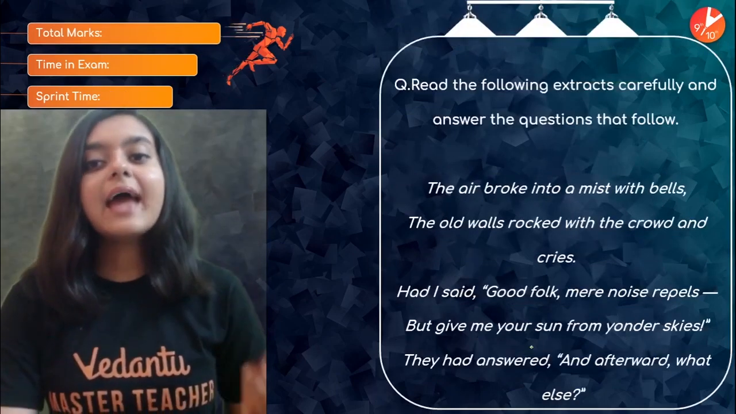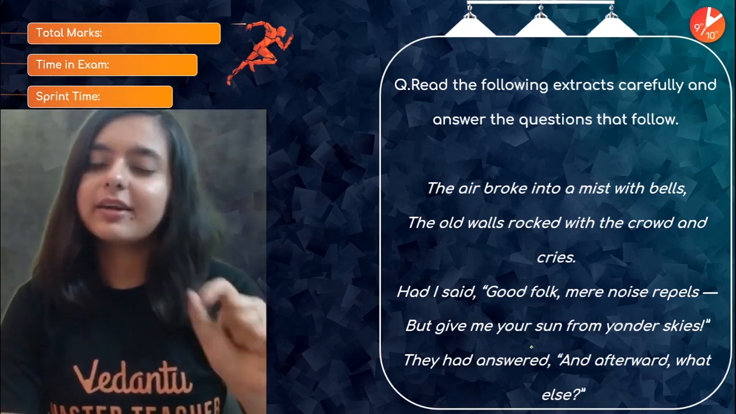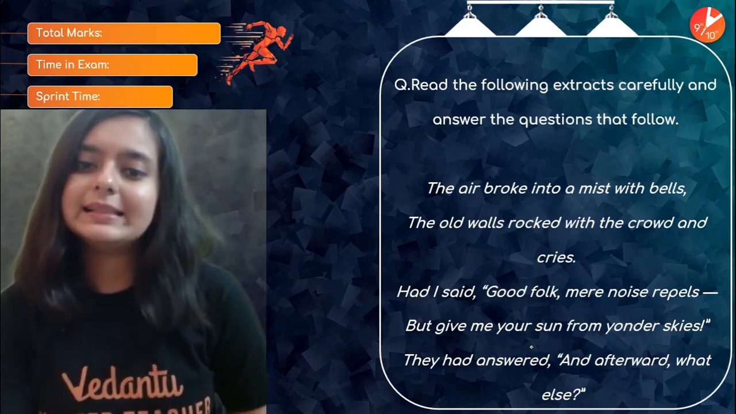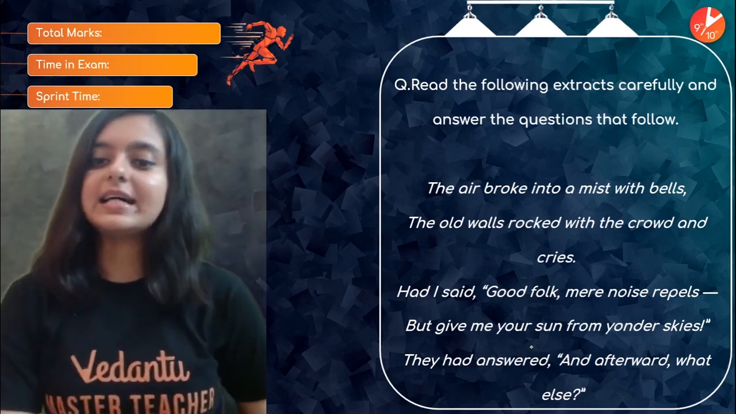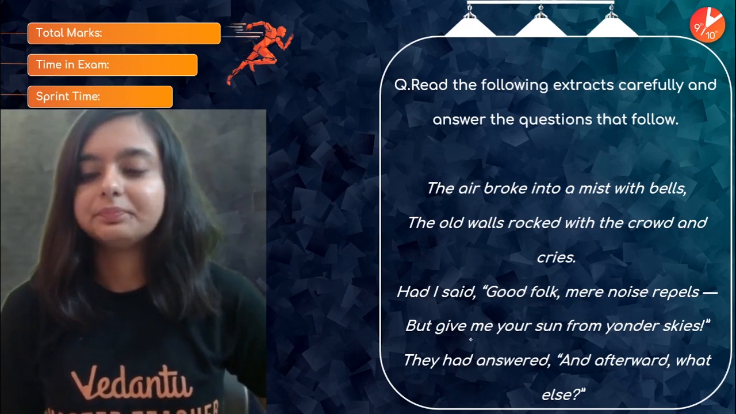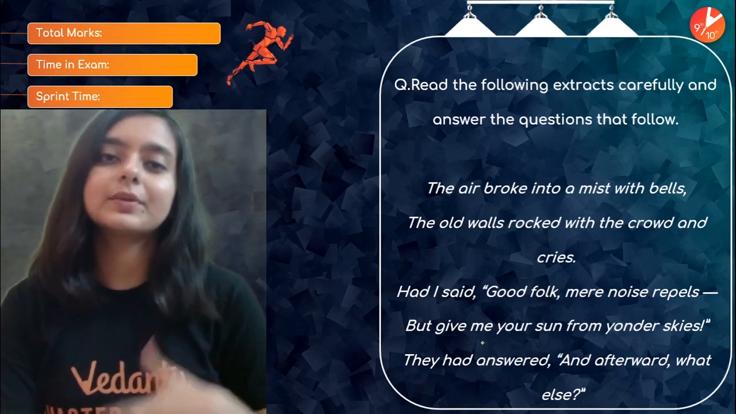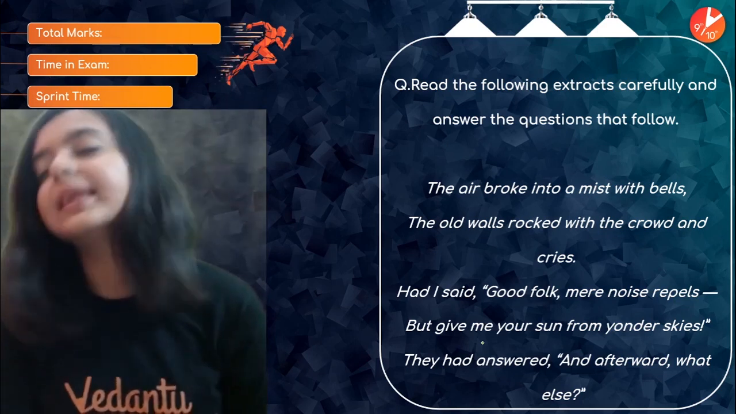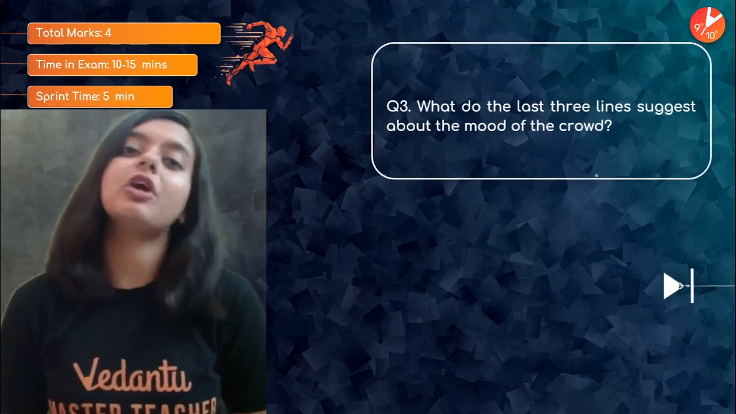Next is, "the air broke into a mist with bells, the old walls rocked with the crowd and cries. Had I said, good folk, mere noise repels, but give me your sun from yonder skies, they had answered..." and afterward, what else? This is again continuing. That is how he was hailed as a hero. People could do anything for him. So what do the last three lines suggest about the mood of the crowd?